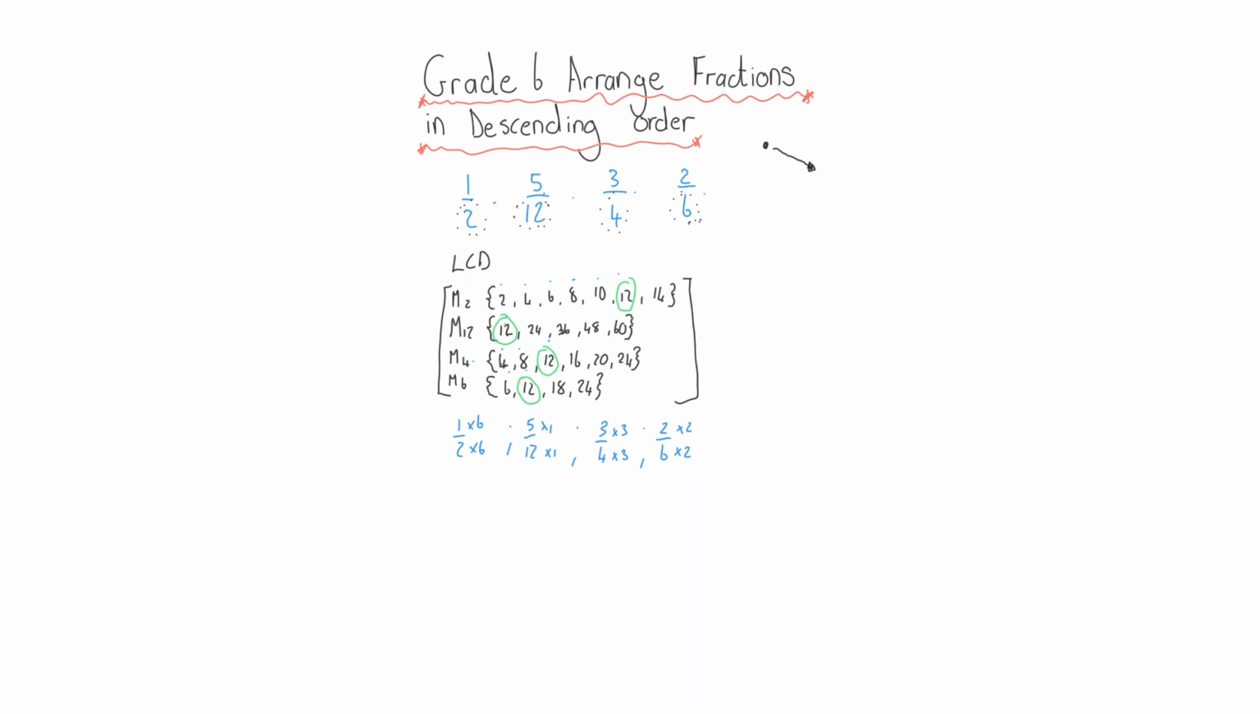So what is 1 times 6? It will be 6. What is 6 times 2? Will be 12, comma. 1 times 12 will be 12. 1 times 5 will be 5, comma, okay, and then 4 times 3 will be 12, and 3 times 3 will be 9, comma, and 6 times 2 will be 12, and 2 times 2 will be 4.